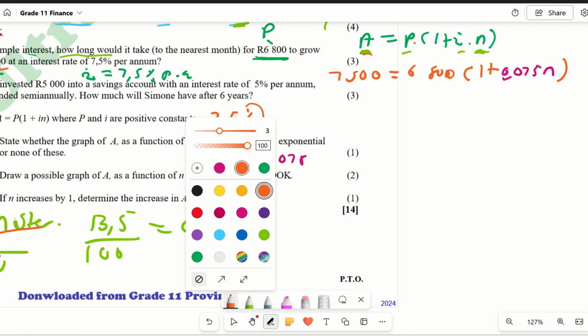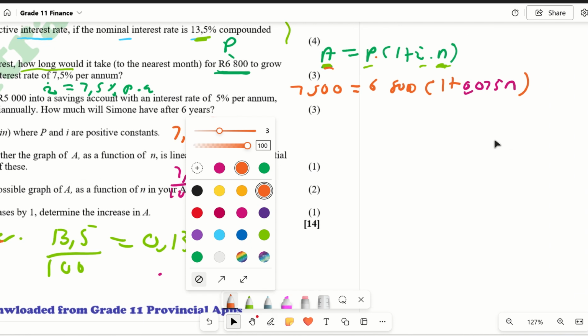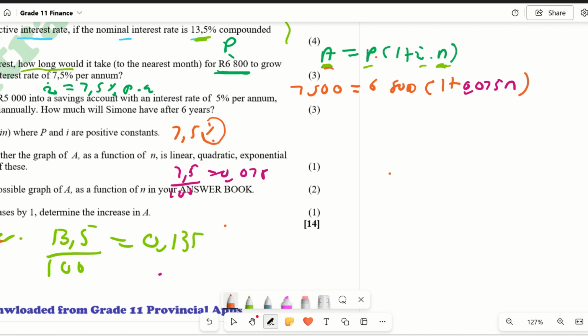Now you're going to solve for n. You want to make n the subject of the formula, so you have it alone on one side. From here, let's rewrite this step: 7,500, leaving that space there to show that this is 7,500.